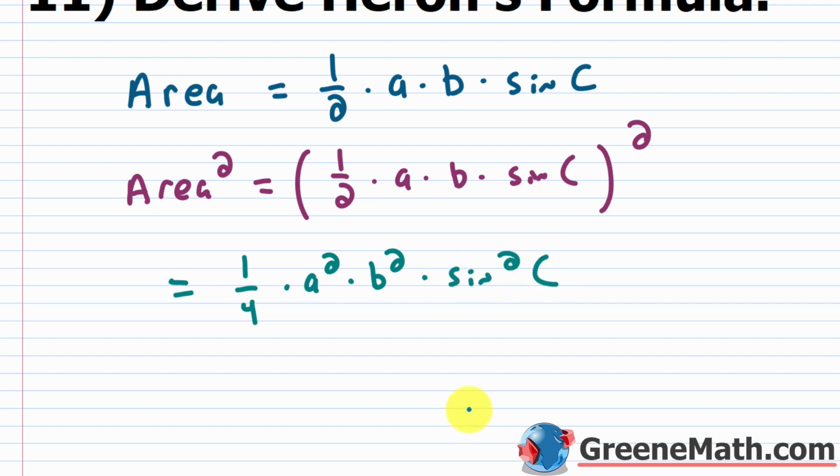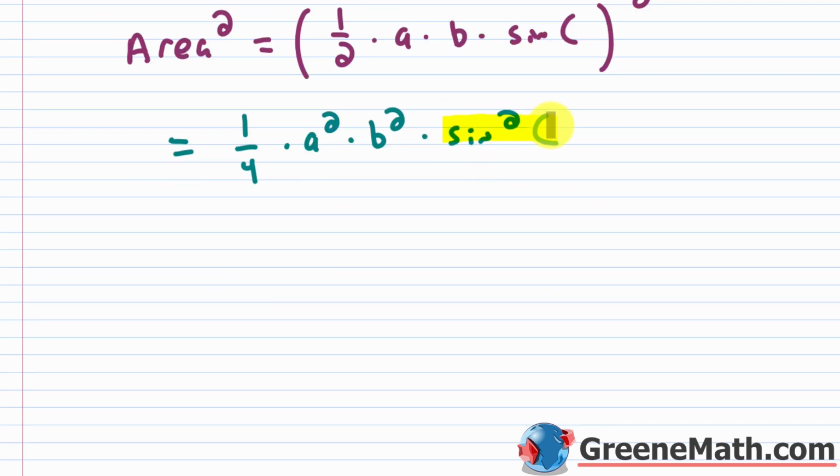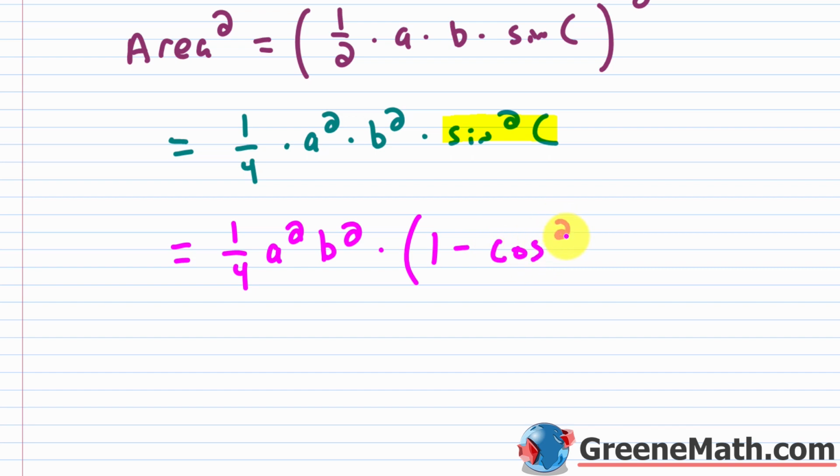Okay, so at this point, what you're going to do is make a little substitution. We know that sine squared theta, forget about the fact that it's C for right now, sine squared theta is equal to 1 minus cosine squared theta. That comes from sine squared theta plus cosine squared theta equals 1. So it's just a different form. So I can replace this right here with 1 minus cosine squared C. So let's say that this is going to be equal to 1/4 times A squared times B squared, and then times, I'm going to put this in parentheses, 1 minus cosine squared C.